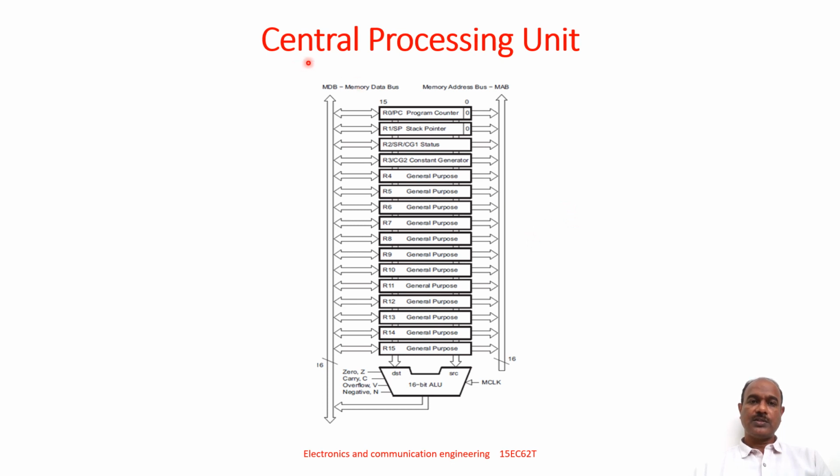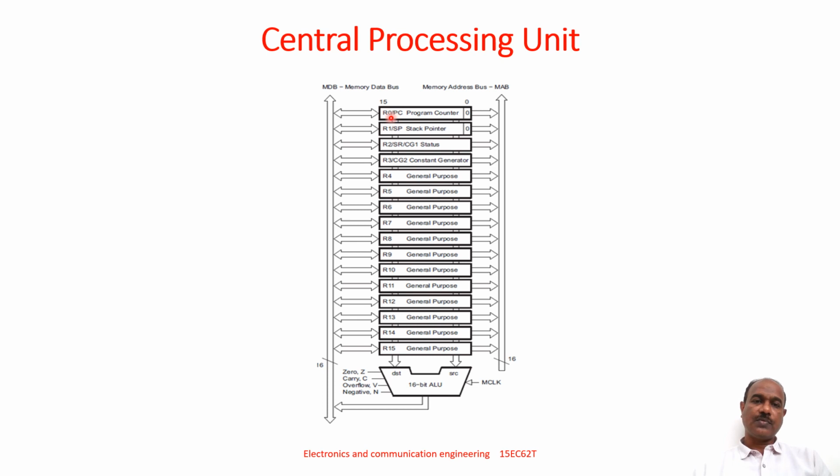This central processing unit of the MSP430 microcontroller has a 16-bit ALU, arithmetic and logical unit. As you can see here, it is a 16-bit ALU. It can handle 16-bit numbers or 8-bit numbers also. So this CPU has this ALU and a set of registers. As you can see here, there is a set of registers available for handling the numbers.